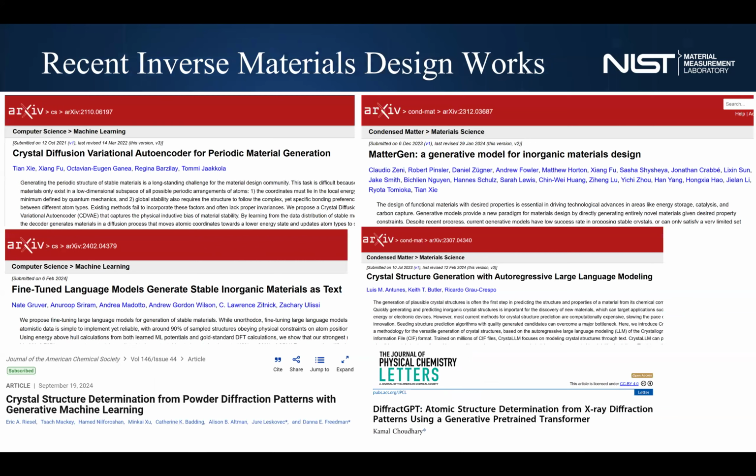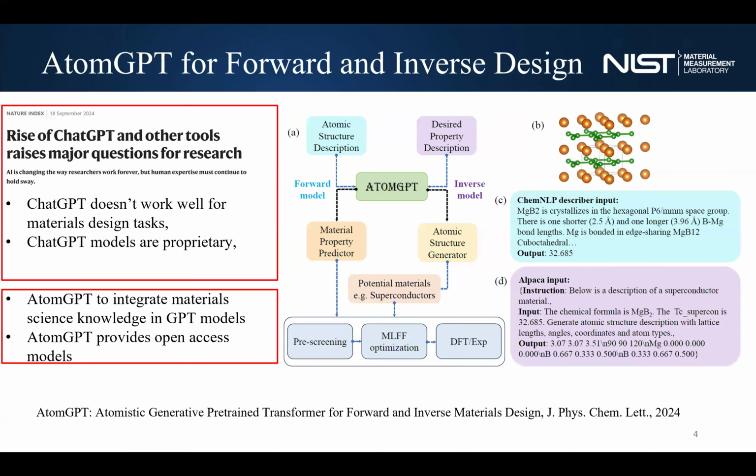Again, the idea of inverse material design is not something I started. There are several ongoing research efforts. For example, MIT had this paper on CDVAE, Crystal Diffusion Variational Autoencoder, MatterGen from Microsoft, and CrystalLLM from Meta or Facebook. MIT recently also developed a framework or paper on crystal structure determination from powder diffraction patterns with a diffusion model. And of course, we have our DiffractGPT work, which is complementary to these works.